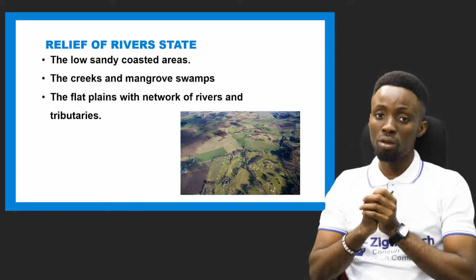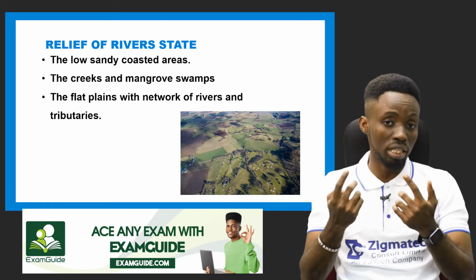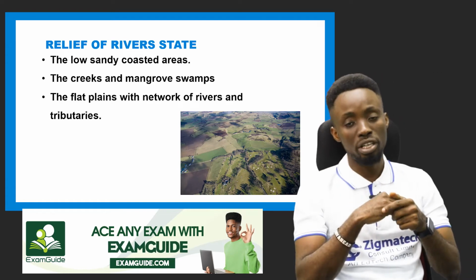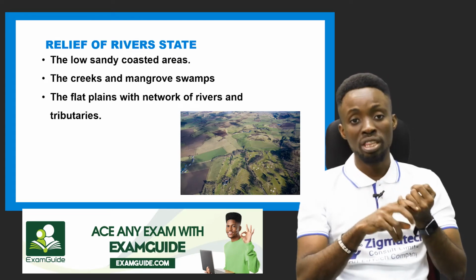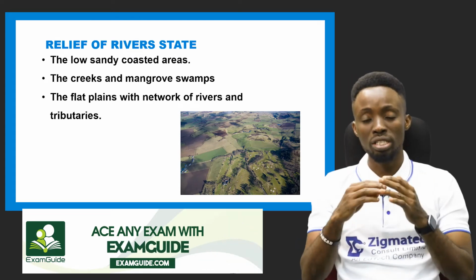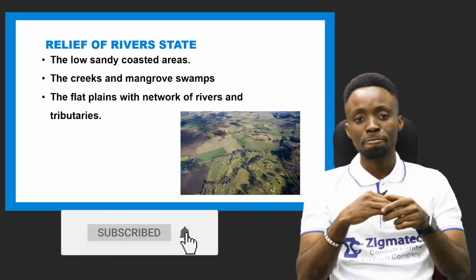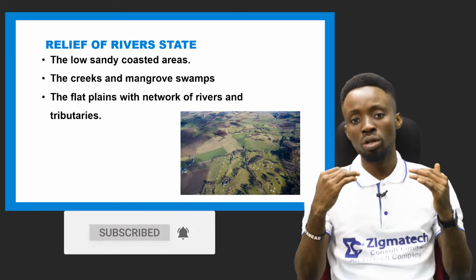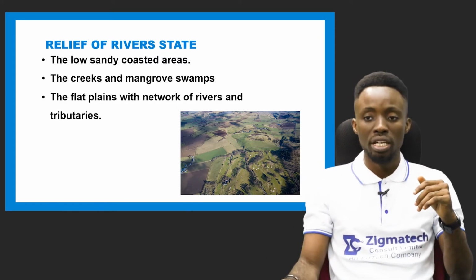So the three lowland reliefs we have in Rivers State include the low sandy coastal areas, then we have the creeks and the mangrove swamp, and lastly we have the flat plains with network of tributaries. So these are the reliefs we have in Rivers State, and remember that they are all basically what? Lowland areas. So that's how the relief of Rivers State is.